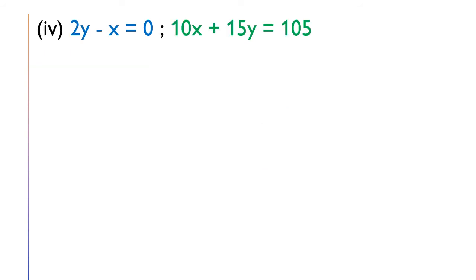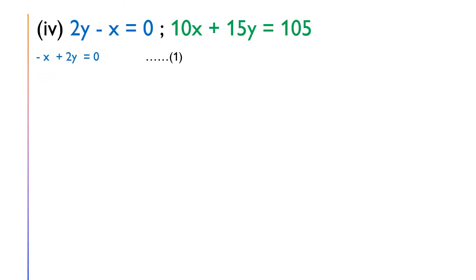Next, 2y minus x is equal to 0 and 10x plus 15y is equal to 105. Now look at this. We usually write the variables in alphabetical order, x and then y. Here y is written first and x is written after that. So we'll rearrange it and write it in proper order.